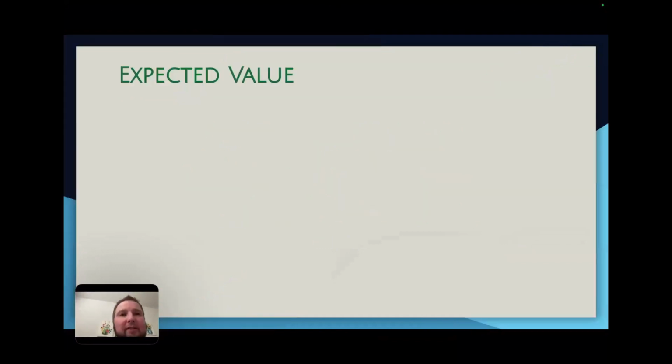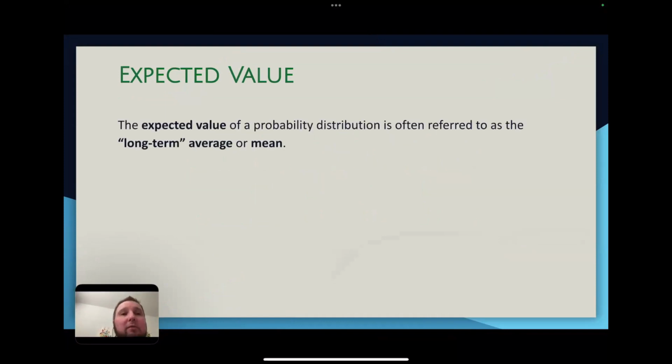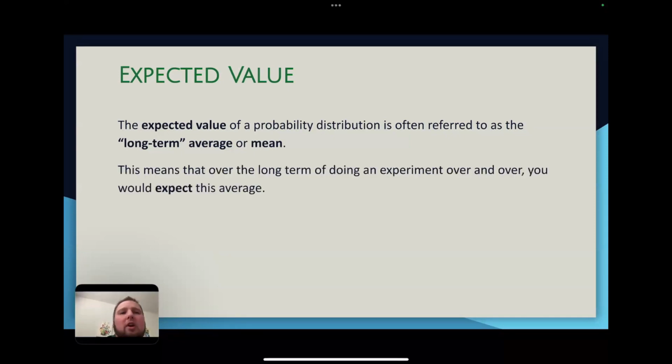The expected value is the long-term average or the mean for the probability distribution. So in this class, we're going to use those two words interchangeably when we talk about probability distributions. The long-term average is kind of important here. What we mean when we say long-term average is we repeat the probability experiment over and over and over again, and we record the results.